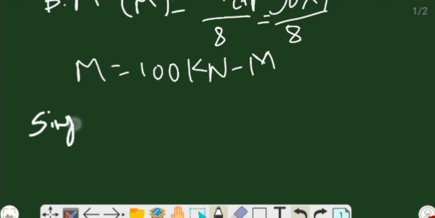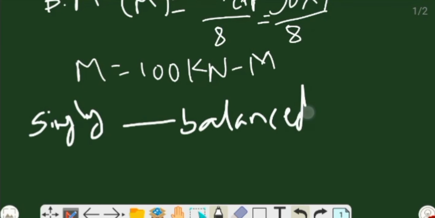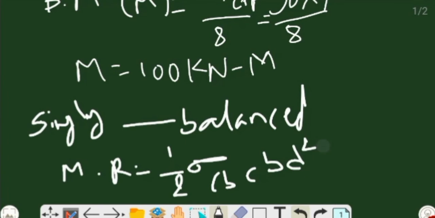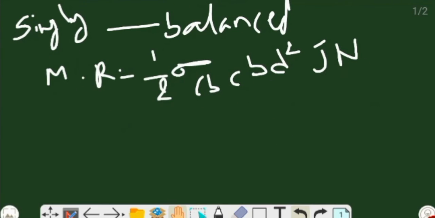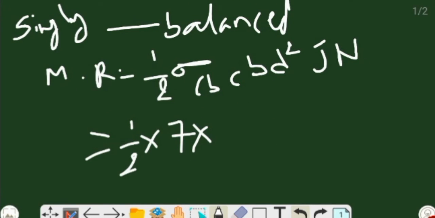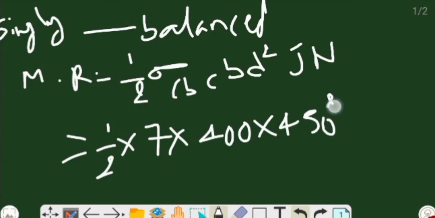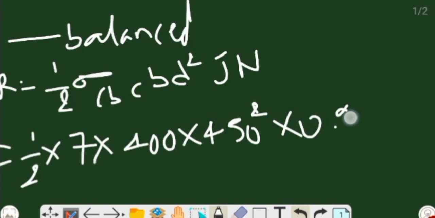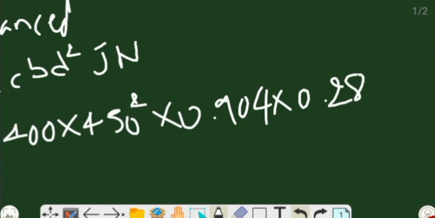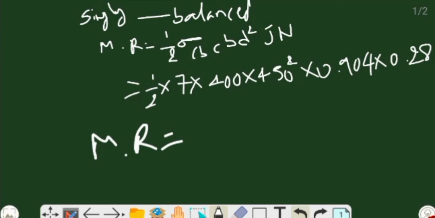For singly reinforced section design, we assume a balanced section. Then the moment of resistance is equal to 1 by 2 into sigma cbc into b into d square into j into n, equal to 1 by 2 into sigma cbc which is 7, into b which is 400, into effective depth 450 square, into 0.904 into 0.289. Then we get the moment equal to 74.06 kilonewton meters.